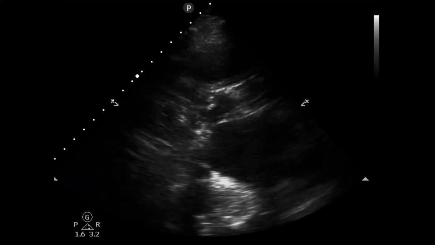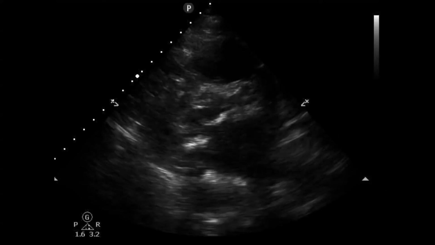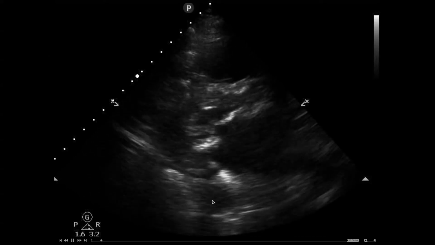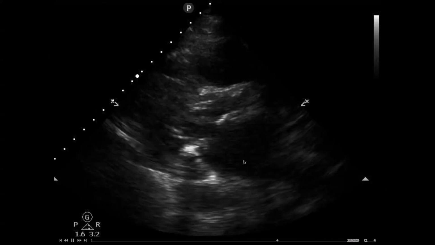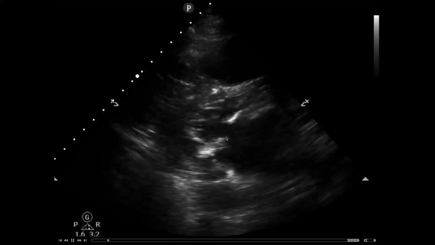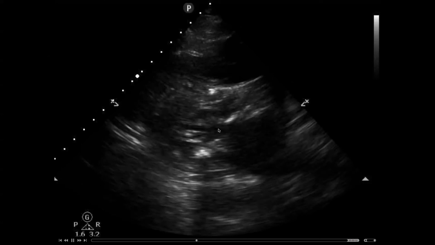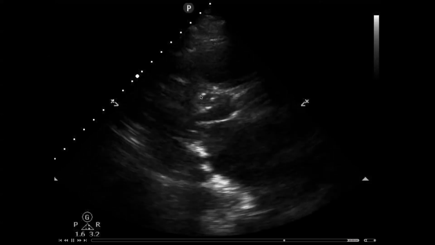This is your first image. This is an echo as well. You can focus on a couple of things. This is the descending aorta. There doesn't seem to be any fluid around the heart, but the first thing you notice is a very large LA with a mitral valve here and a thick septum.